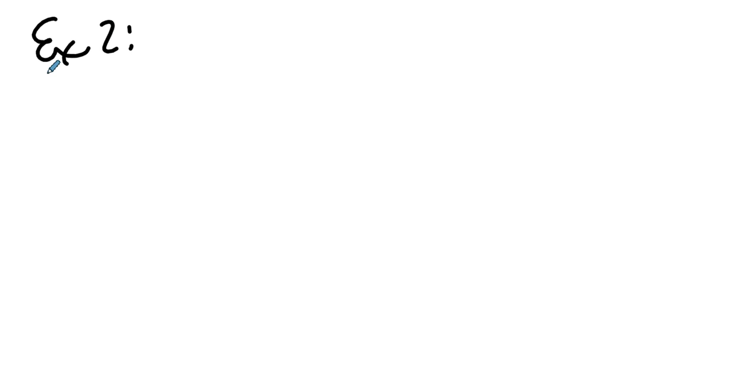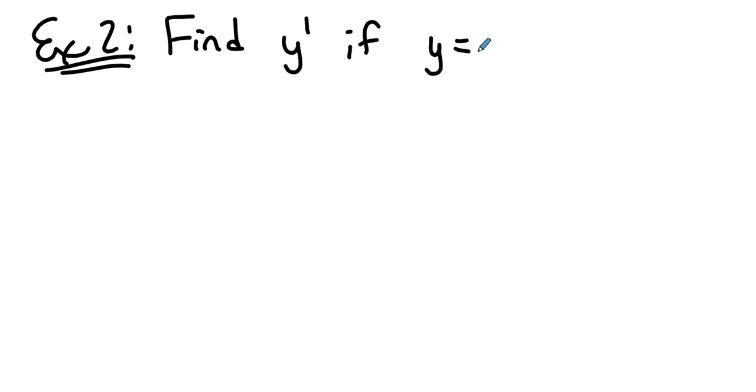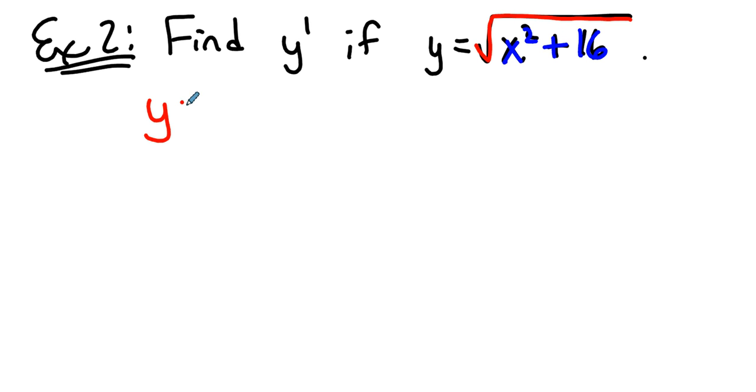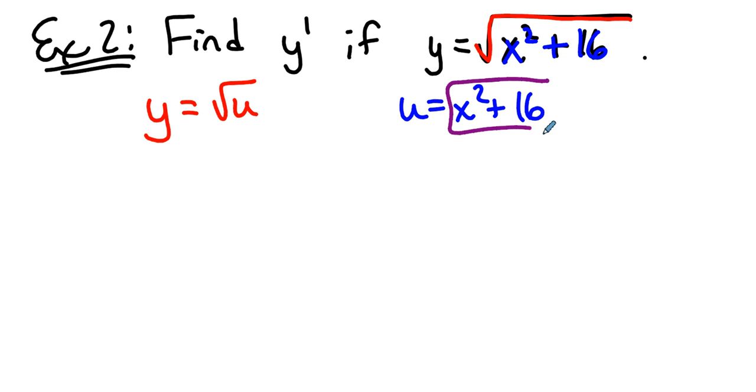Looking at example 2. Find y prime if y is the square root of x squared plus 16. This is a composition of functions. The outermost layer is the square root function. The innermost layer is x squared plus 16. And if we were to take this and substitute it there, we'd have the original function.